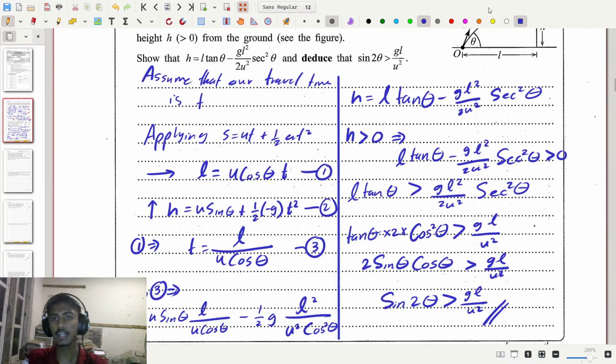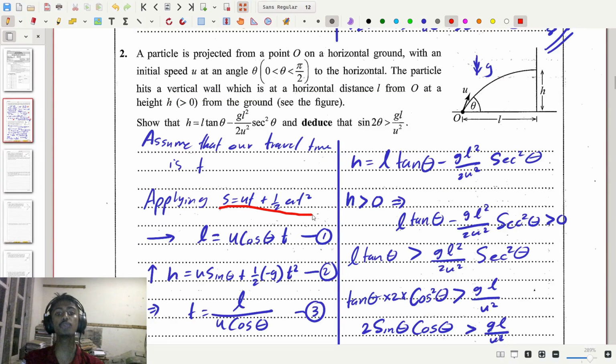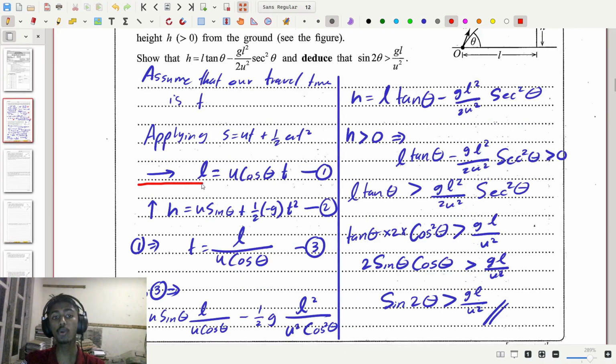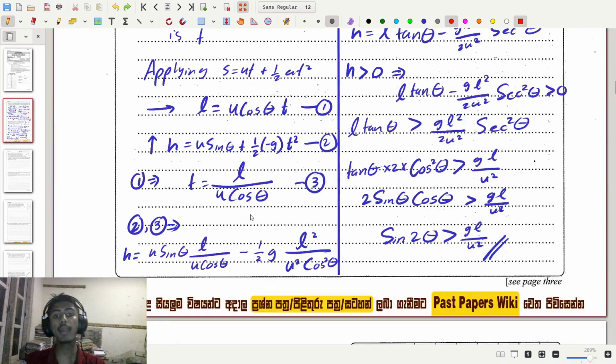So now finally, let's discuss the marks awarded for this question. So at the start of the question, when you apply s equals ut plus half at squared by assuming a time t, and you apply it in horizontal and vertical directions, for applying the horizontal direction correctly and getting this equation right here, you get 5 marks. Similarly, for applying the vertical direction correctly and getting this equation right here, you get another 5 marks.